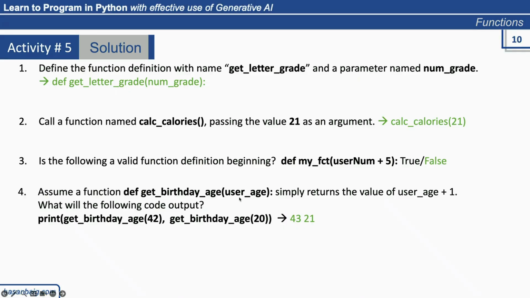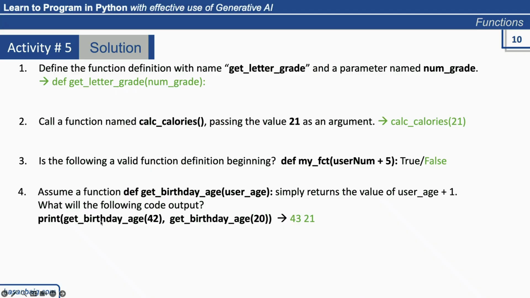Assuming this is a function, what it does is simply increment the value. So user_age, you're passing 42, it will print 43. And passing another call with the value 20, it will print 21. Okay? So you can see in the same print function, I'm calling the same function twice, enclosed in print.